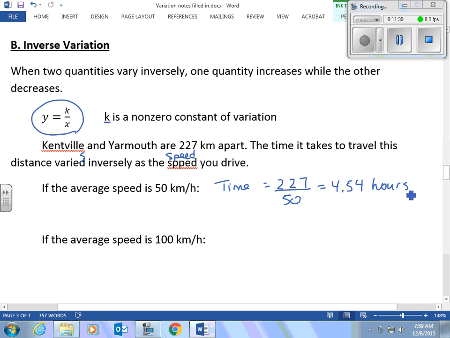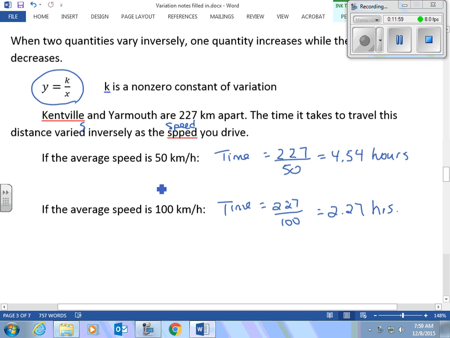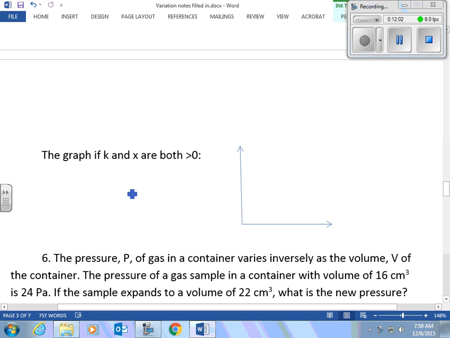However, if your average speed increases, your time will be 227 over 100, which is only 2.27 hours. So as the speed increases, the time it takes to travel the distance decreases. That's an example of inverse variation. If k and x are values greater than 0, an inverse variation graph will look like this. So as your speed increases, your time will decrease.